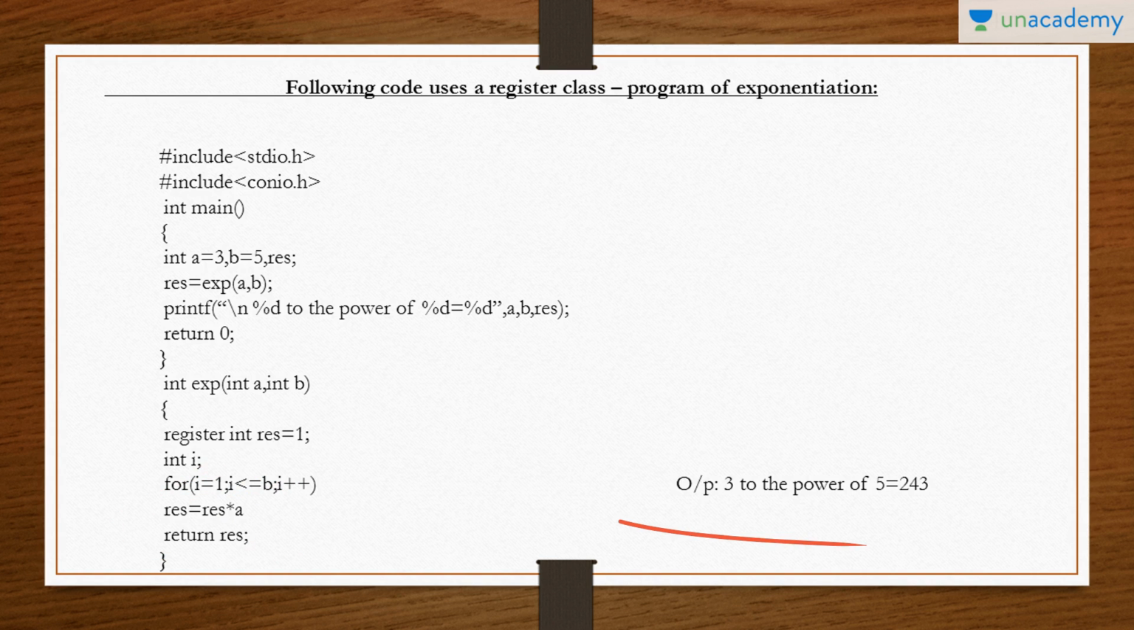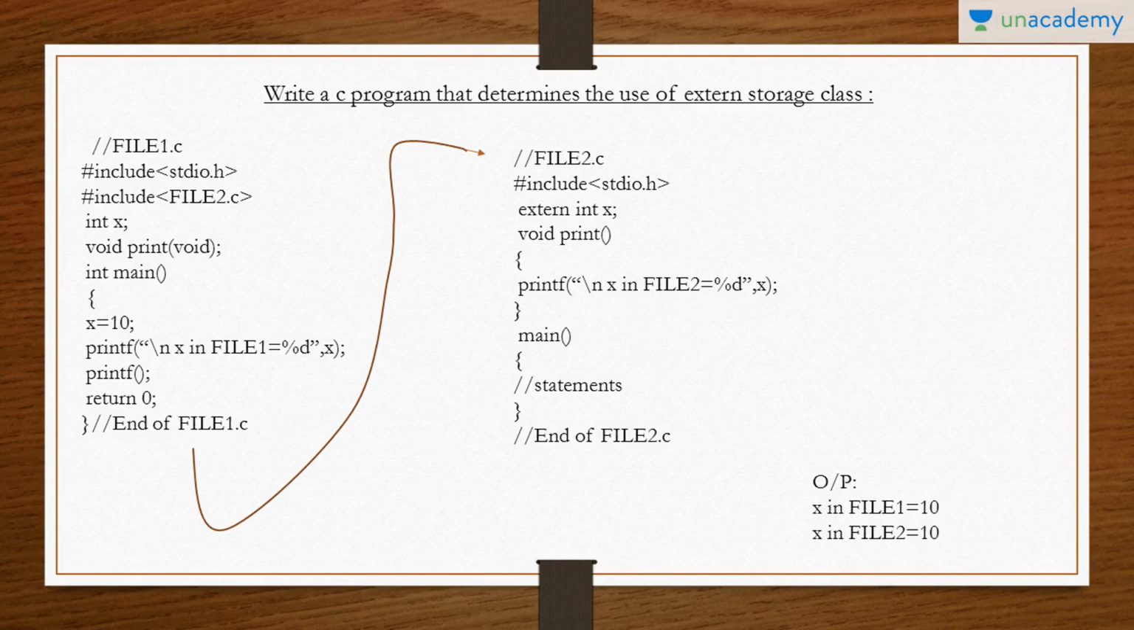So this is the output or result, meaning 3 to the power of 5 is equal to 243. Okay, yeah. So I hope you got this. If you have any queries or doubts regarding it, please tell me.